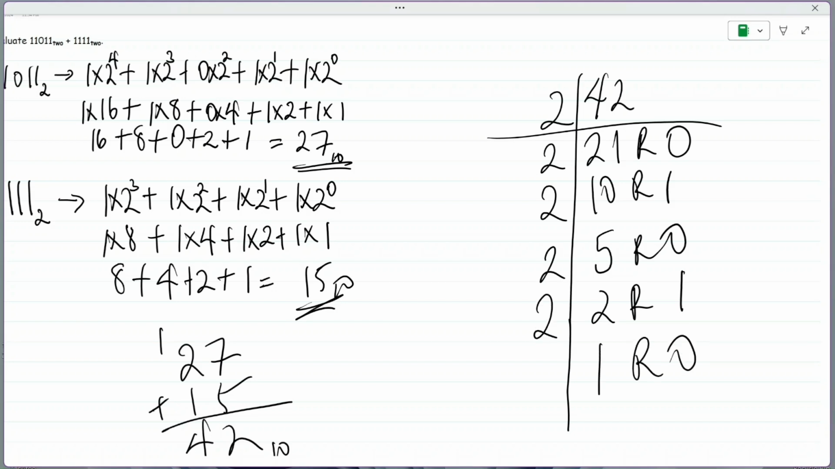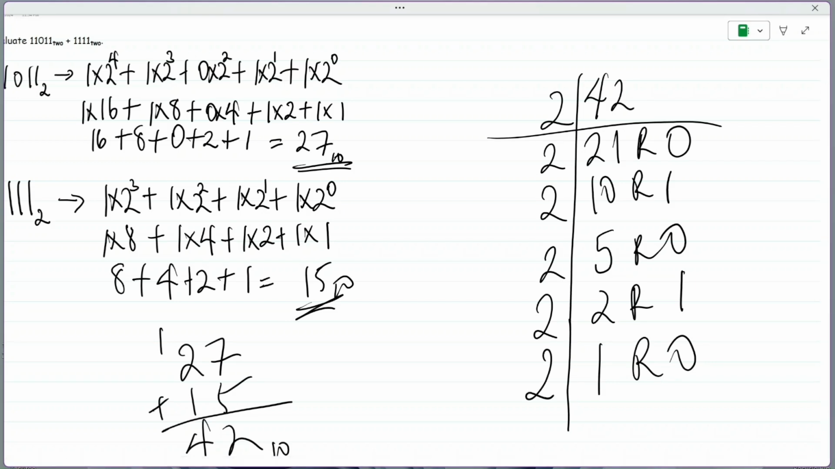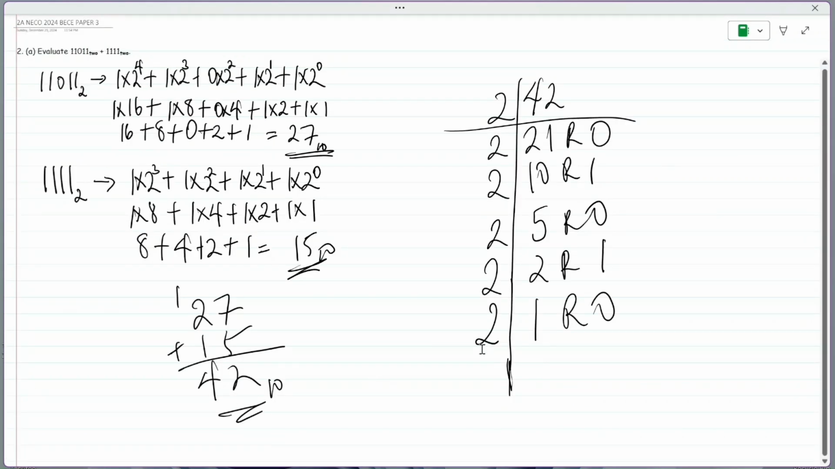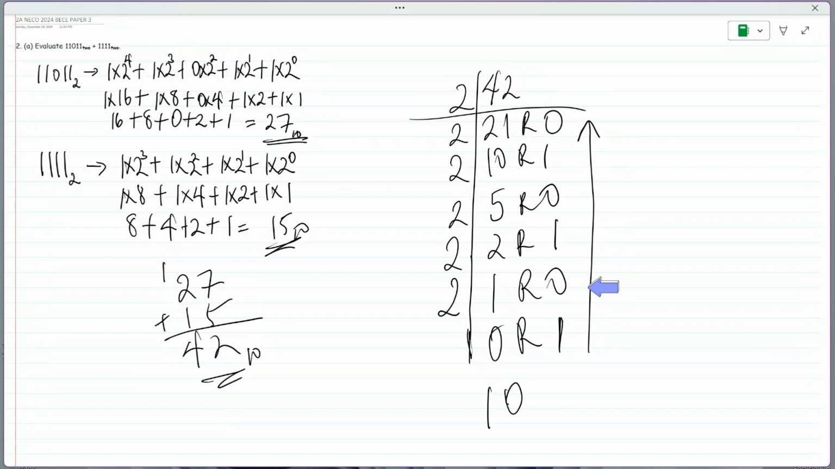Until you get 0 on this side, you won't stop. So you go 2 again, 2 in 1, 1 is less than 2, so you write 0. Then you transfer this 1 to this side. The 1 turns to the remainder, so you have it 1. You've gotten 0 at this point, this is the end. So we'll take it from down up. We have it as 101010 base 2.